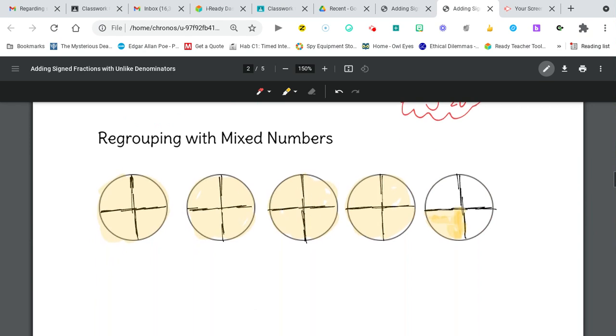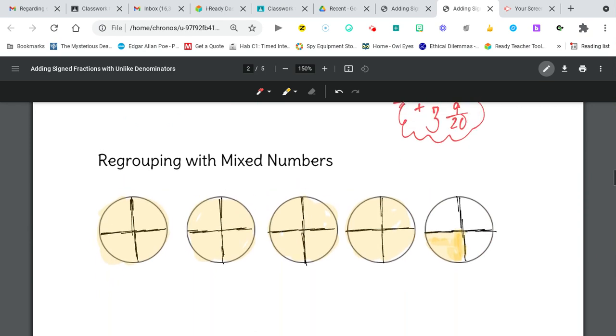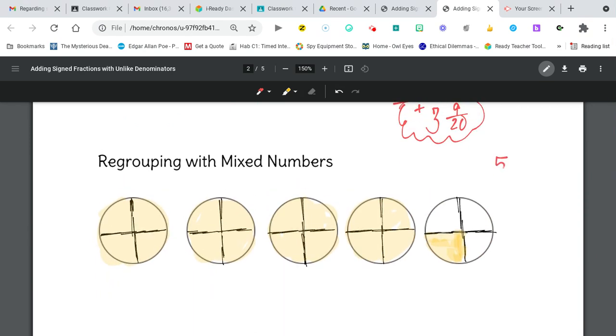All right, so I want to get into something called regrouping with mixed numbers. Now, I taught you all to borrow like this. I hope I don't blow anybody's mind.